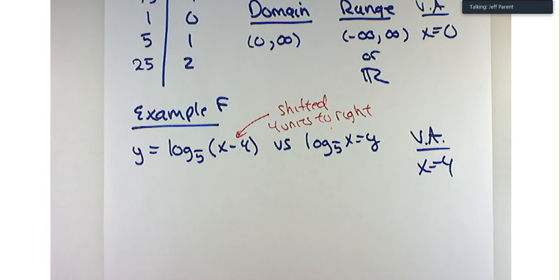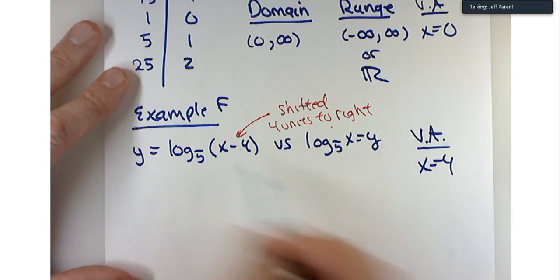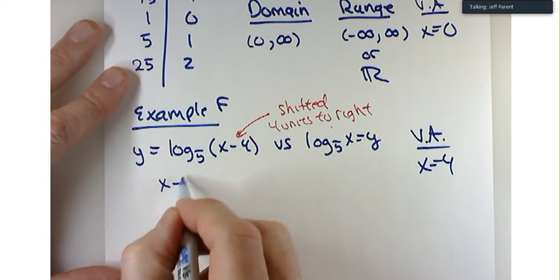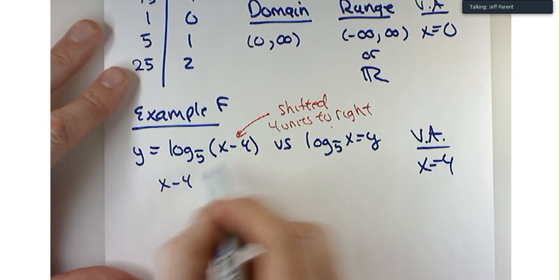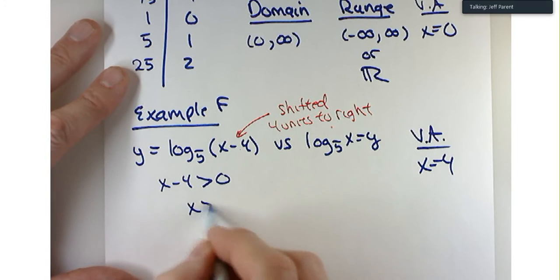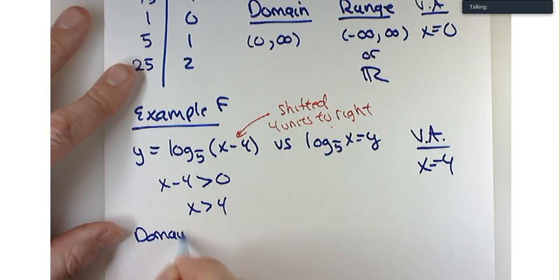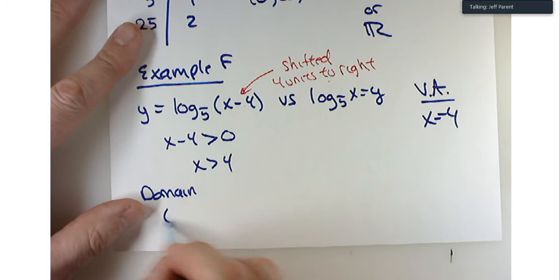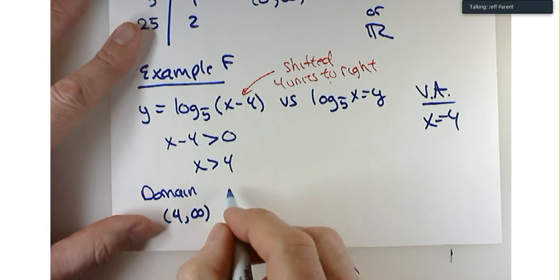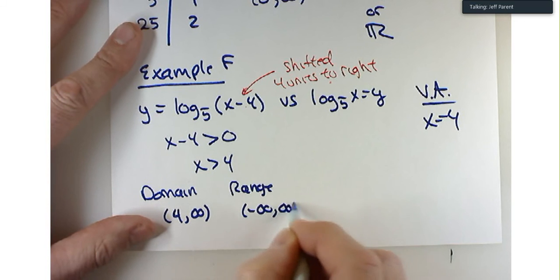One of the questions I got on this kind of stuff earlier was, what's the domain of something like this? Probably one of the easiest ways to solve this is to say, this expression, the argument, has to be greater than 0, which means x is greater than 4. And that's your domain. You could write it in interval notation as 4 to infinity, with a parenthesis around the 4. The range is still the same, negative infinity to infinity.